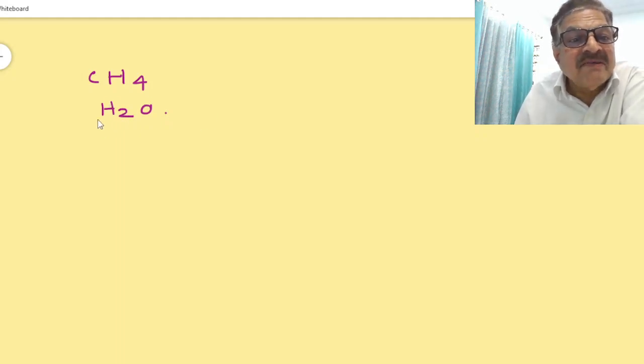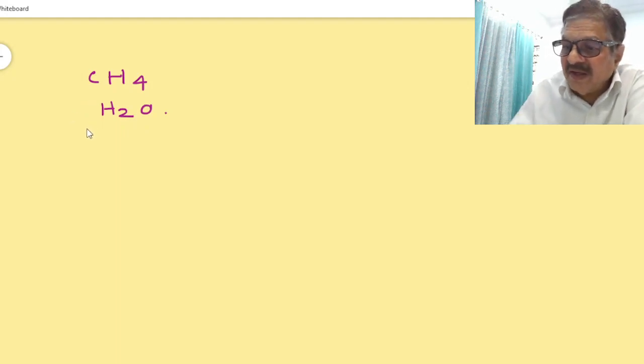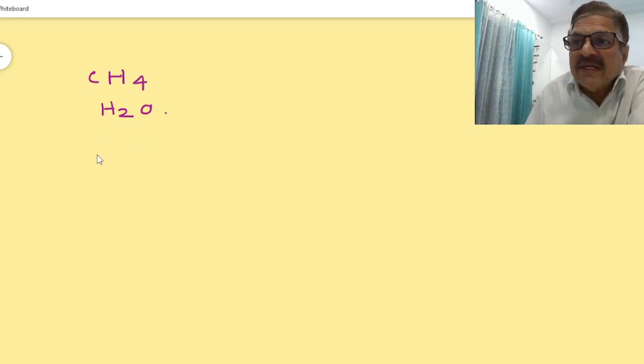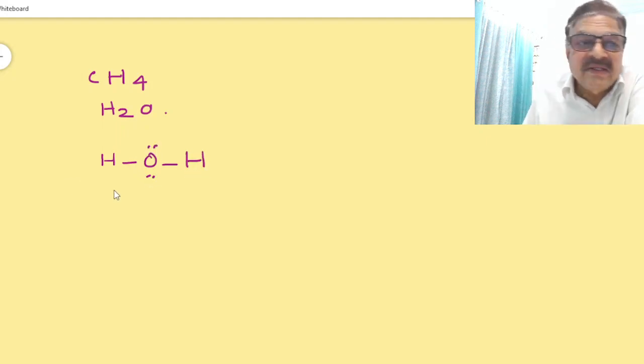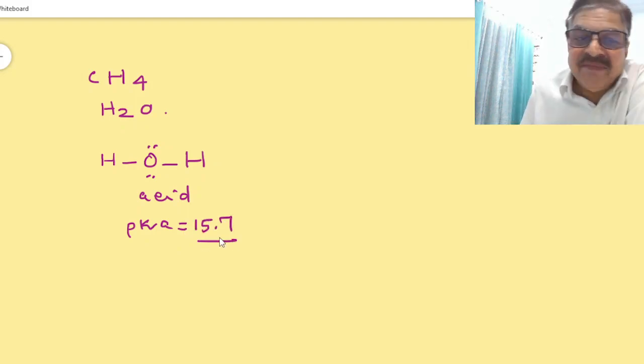In both cases, carbon and oxygen are second row elements. That means the elements in the second row of the periodic table are bonded to hydrogen atoms here. Now, how will you compare the acidity of these two compounds? That is what we have to see. First, water, HOH. It is an acid. The pKa value of water is found to be 15.7, so it is moderately acidic.